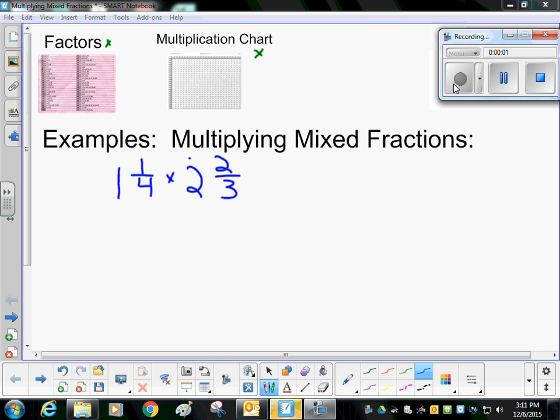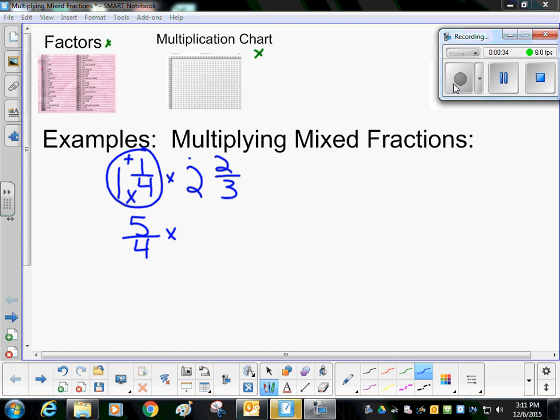Multiplying mixed fractions. Step 1 is to take this mixed fraction, and what makes it a mixed fraction is the fact that it has a whole number in there, which is 1 in this case, and a fraction, which is 1/4. The first thing I have to do is rename my fraction, and if you remember, we multiply 4 times 1, and then we add that plus the numerator. So 4 times 1 is 4, plus 1 gives us 5/4.